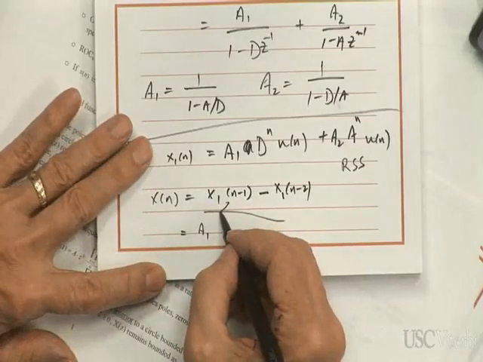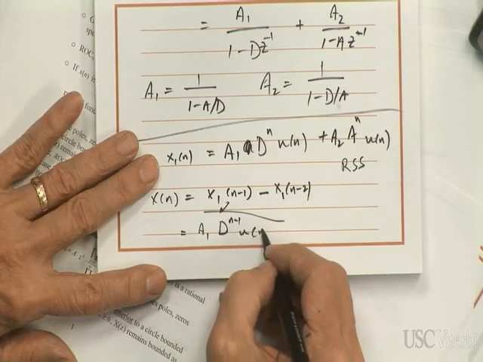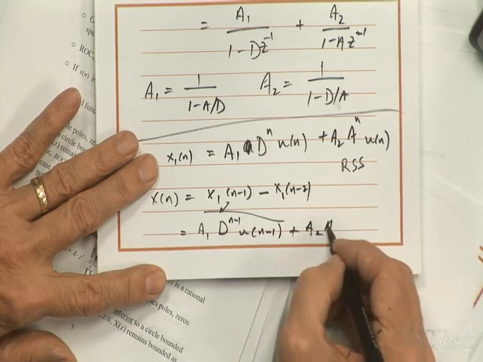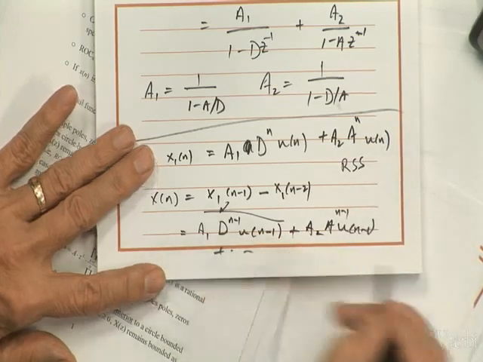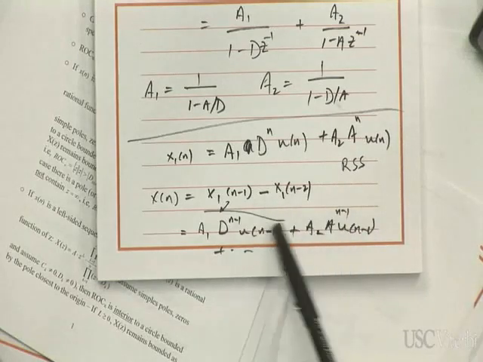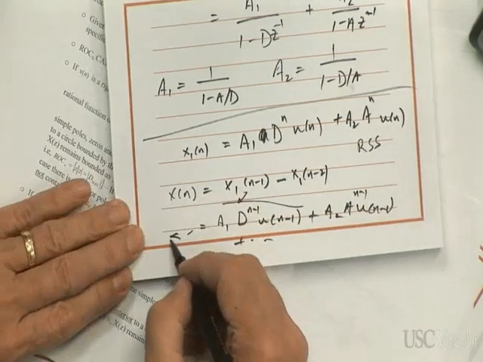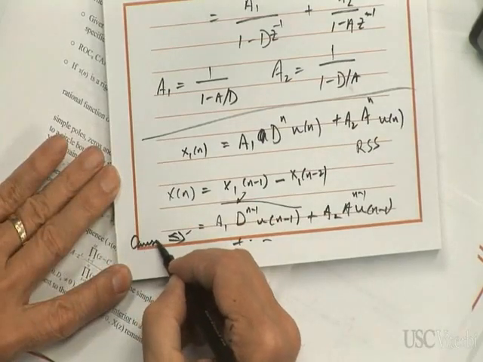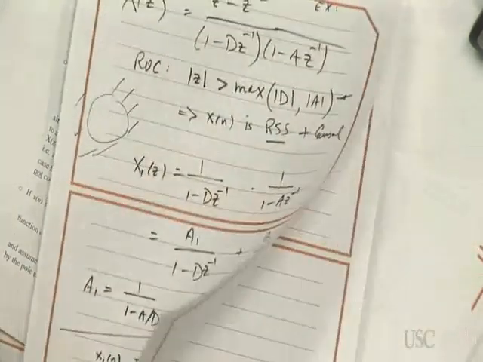If you look at it, it's A1. I'll just show you this guy: A1 d to the n minus 1 times u of n minus 1, plus A2 a to the n minus 1, plus dot dot dot. The same thing with n minus 2. So clearly it's causal. For instance, this term is non-zero except for n greater than or equal to 1. So it's certainly causal. We got everything out that we wanted, causal and right-sided. So anyway, that's just kind of an example.